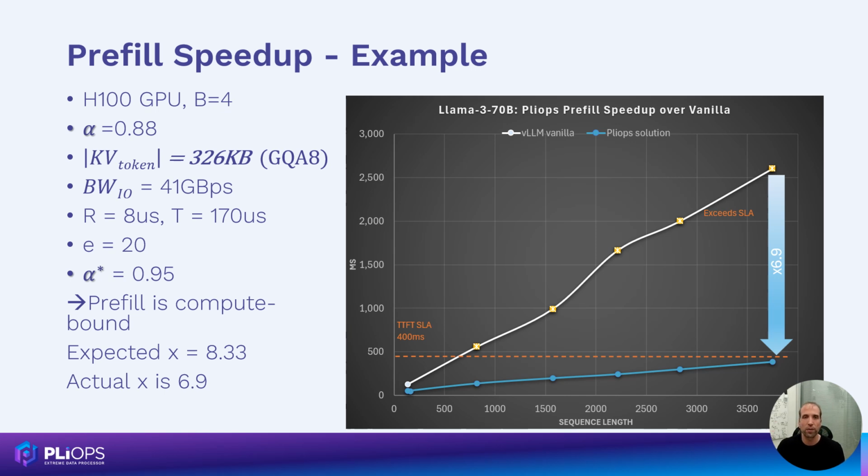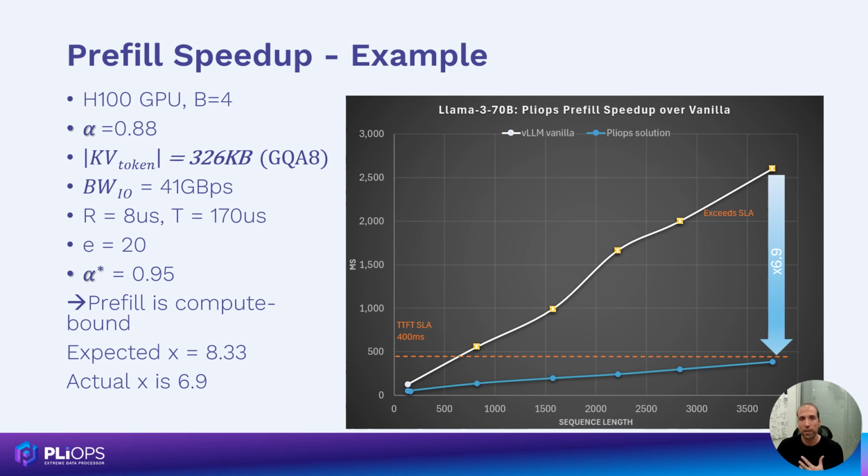This GPU has Gen 5 PCIe, which allows us to double the IO speed from 20 to 41 gigabytes per second, which means that retrieval time is as low as 8 microseconds for a single token. Compute time, because it's a larger model, is 170 microseconds. This brings us a huge token acceleration factor of 20, which translates into alpha star of 0.95. Alpha is smaller than alpha star, so we are compute bound in this case.